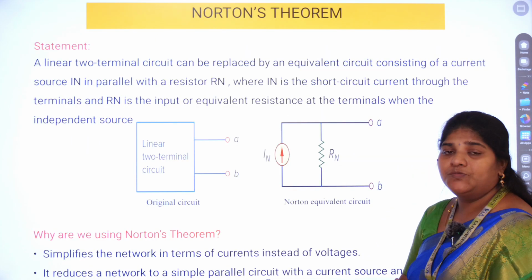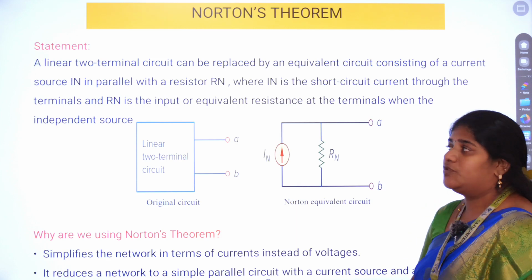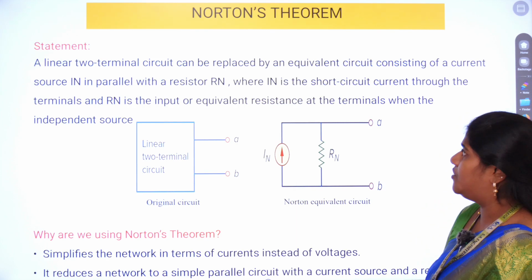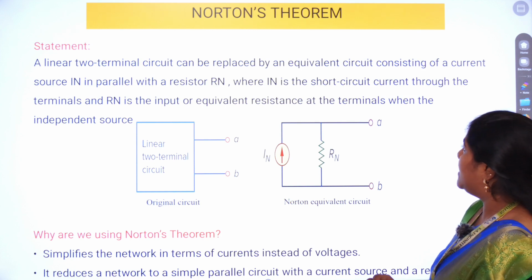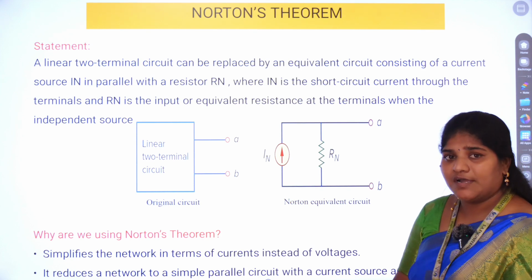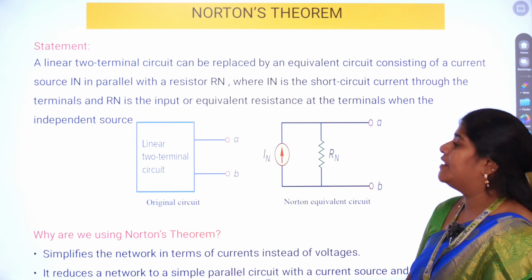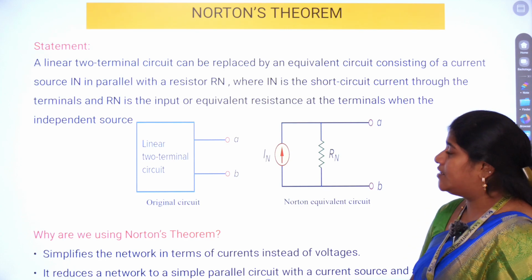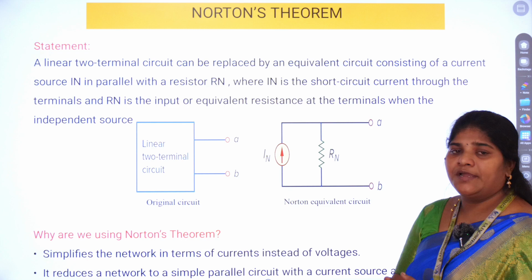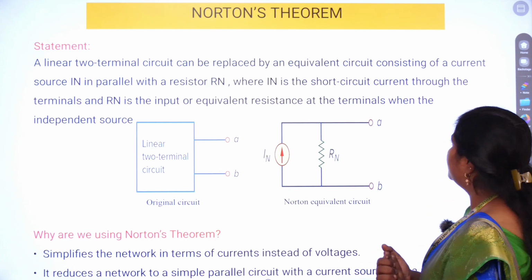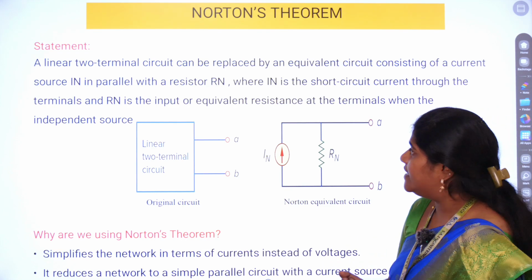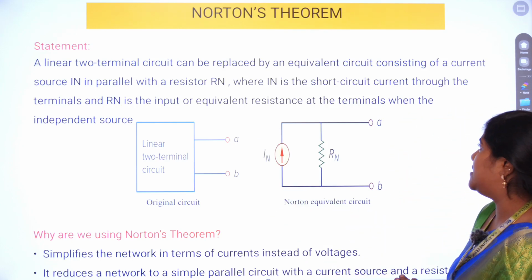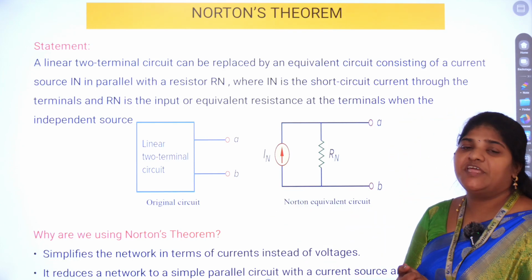So next, coming to Norton's theorem. The statement goes like this: any linear two-terminal circuit can be replaced by an equivalent circuit consisting of a current source IN in parallel with a resistor Rn. So this is the Norton's circuit. Condition to draw a Norton's equivalent circuit: we need a current source IN in parallel with a resistor Rn, where this IN is called the short circuit current. Very important.